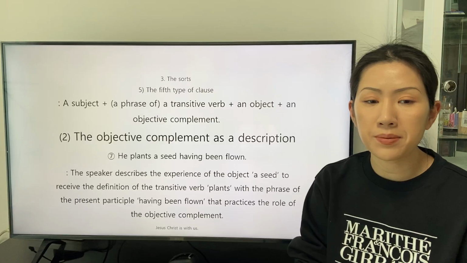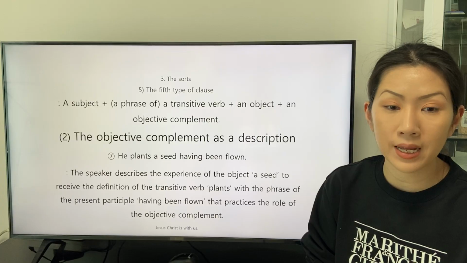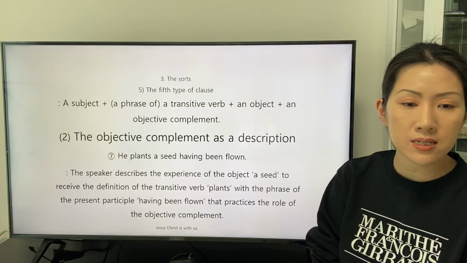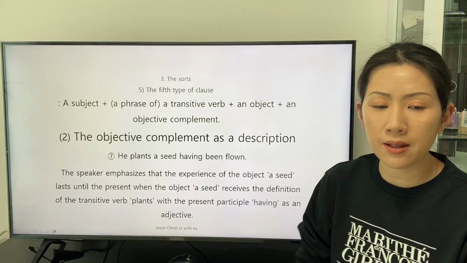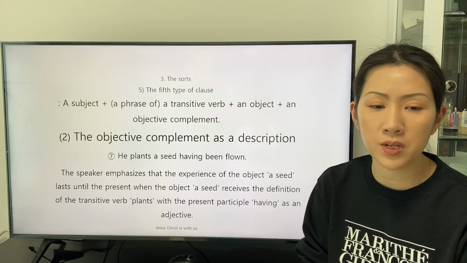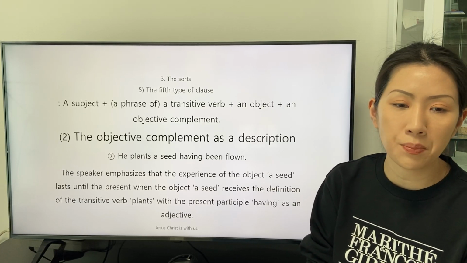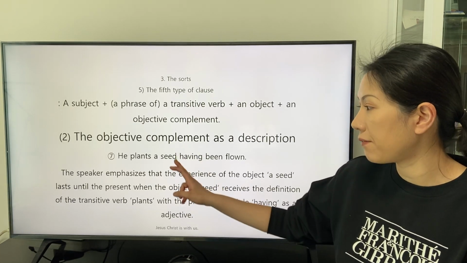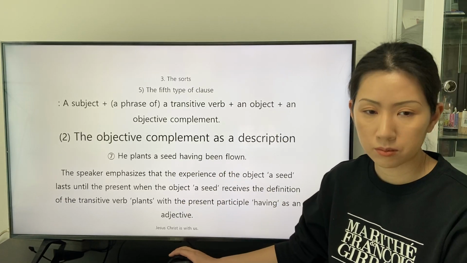The speaker describes the experience of the object or seed to receive the definition of the transitive verb plant with the phrase of the present participle having been flown that practices the role of the objective complement. The speaker emphasizes that the experience of the object or seed lasts until the present when the object or seed receives the definition of the transitive verb plant with the present participle having as an adjective. The present participle having has the trait of an adjective as a descriptive word.